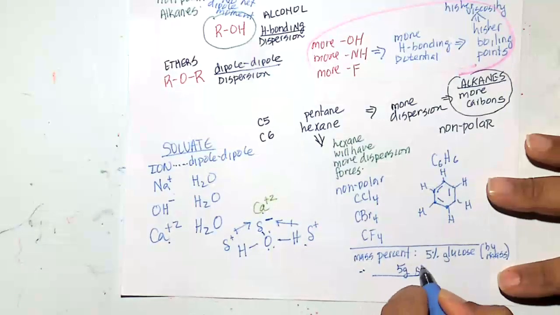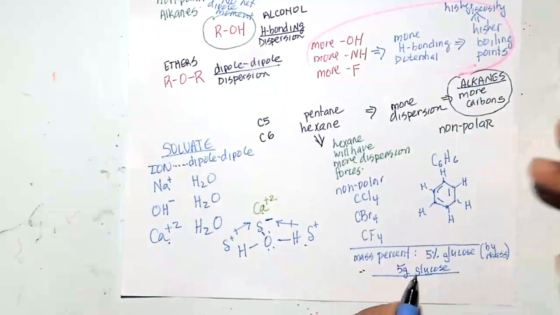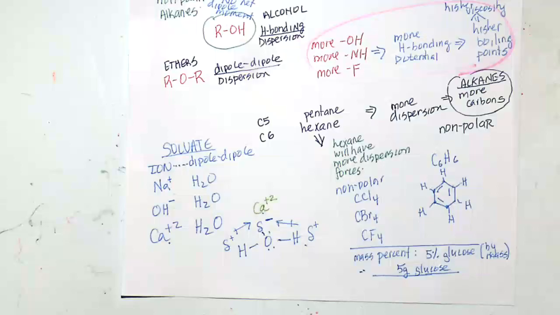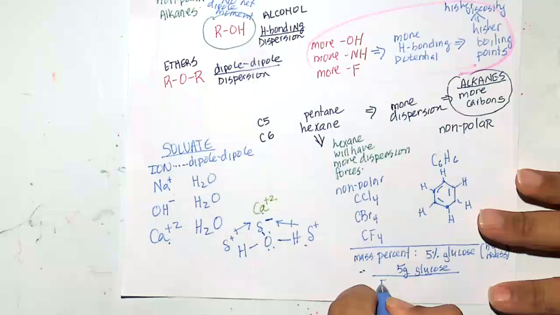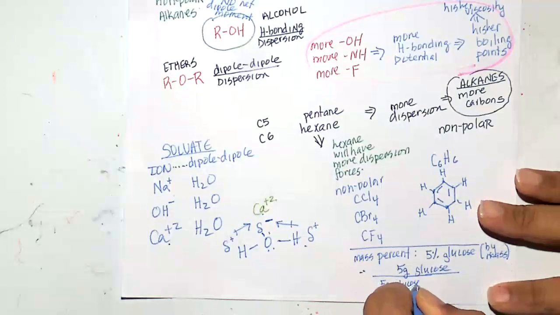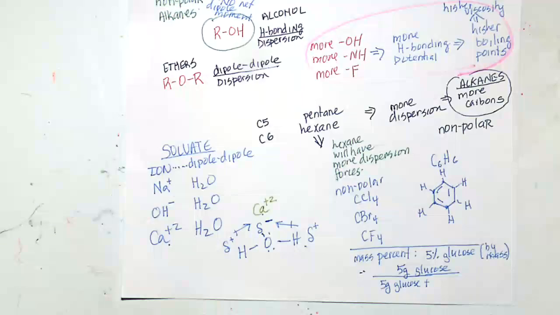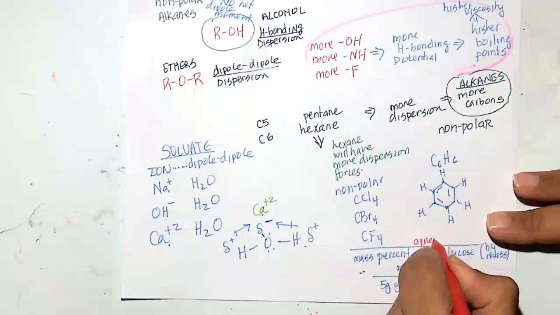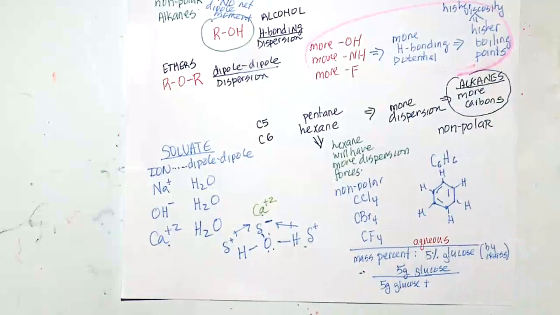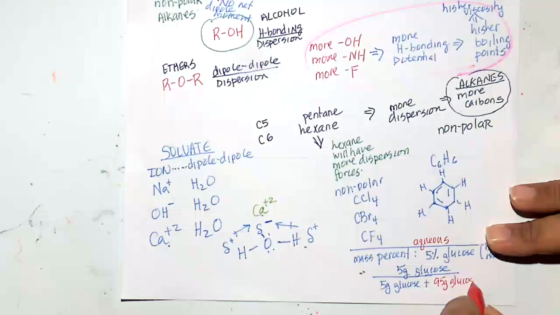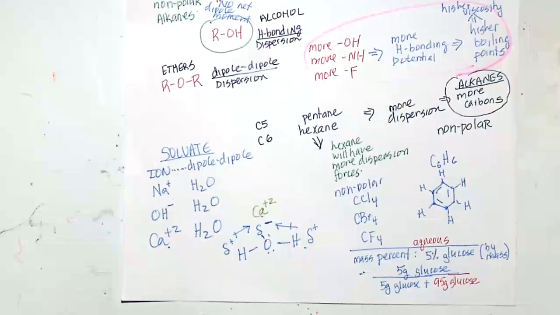Let's say it's aqueous. 5 grams of glucose over what? What's in our denominator? The whole thing. What is the whole thing here? The solution. And what are our parts of the solution? 5 grams of glucose plus, let's say it's aqueous, and how much water? 95, yeah. That's what mass percent means.